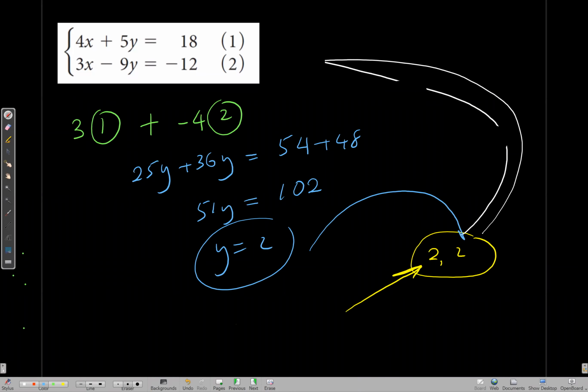Again, 51y equals 102, and y equals 2 in this case. See? Yes, it's correct. And when you plug it back, you will get x equal to 2 as well. So that is the idea, guys.